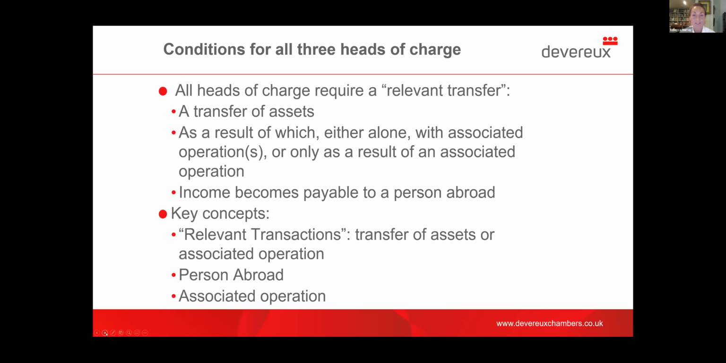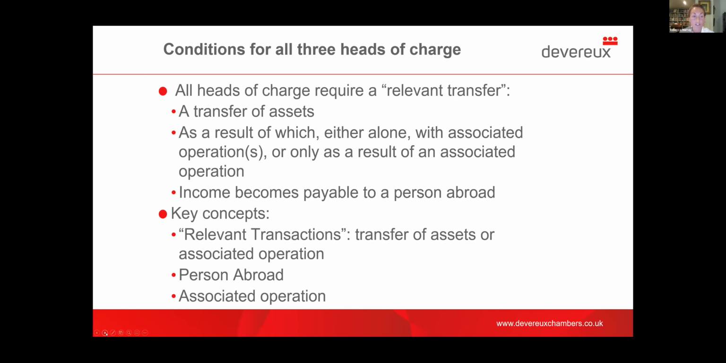A relevant transfer occurs and the charges operate by reference to the income of a person abroad that is connected with the transfer or with another relevant transaction. So I'll start with the meaning of relevant transfer, because without that, the provisions are not in point.